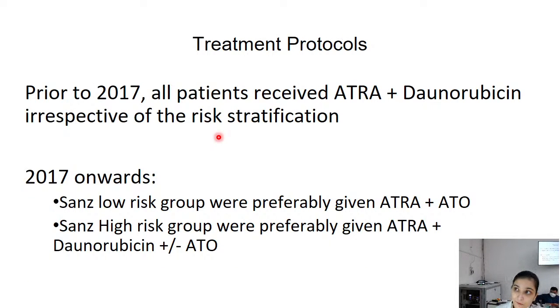Prior to 2017, all our patients received ATRA plus daunorubicin, irrespective of the risk stratification. From 2008 to 2012, all our patients received the same therapy. However, with the discovery that arsenic trioxide results in survival benefit in patients with APL, from 2017 onwards, SANS low risk group patients in our hospital received ATRA plus ATO, whereas the SANS high risk group preferably received ATRA daunorubicin with or without ATO.